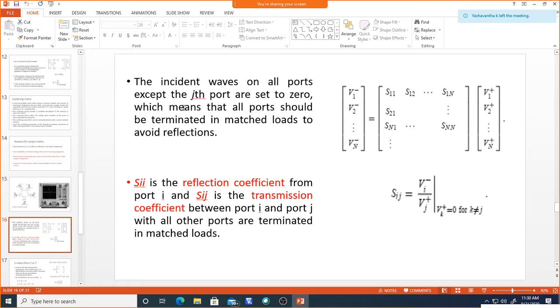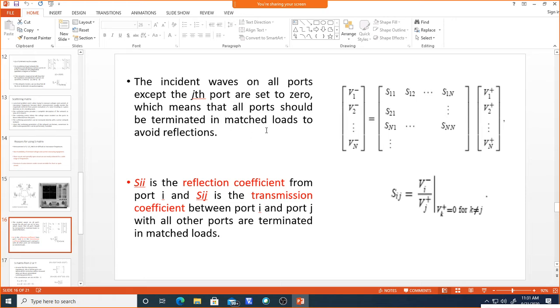Okay, so as I said, all the ports should be terminated in the matched load. Because if you don't terminate, definitely the other ports are also going to reflect, and it will give reflected energy. So that's why it is very difficult to measure the port voltages for a particular port if you don't terminate the other ports. That's why it is very important to terminate the other ports with the matched load.